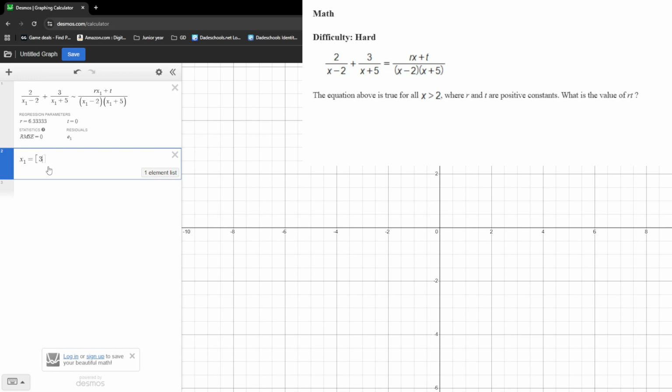You can't use 2. You do 3, and then you can do it to 10. Or you can do it to 15. It doesn't matter. And now you have values for r and t, so our answer would be 20. And that's how you solve this equivalent expressions problem.